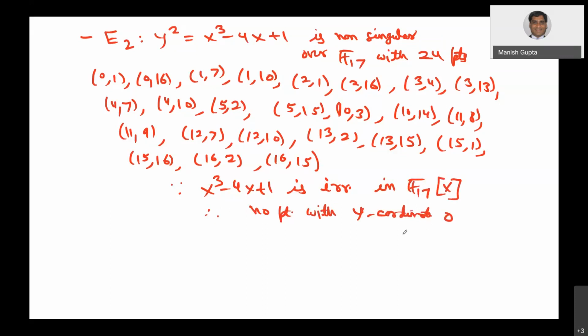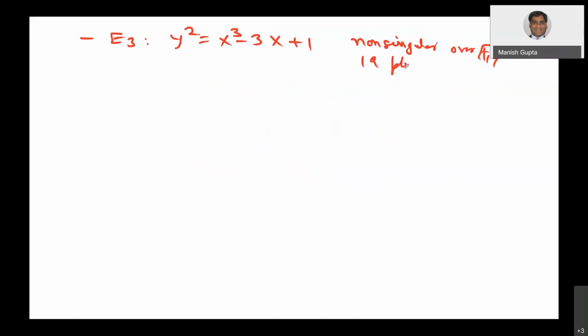So now I will give you another example. Another example is E3. The curve is y square equal to x cube minus 3x plus 1. So this is also a non-singular curve. You can verify over F17, and there are 19 points total.